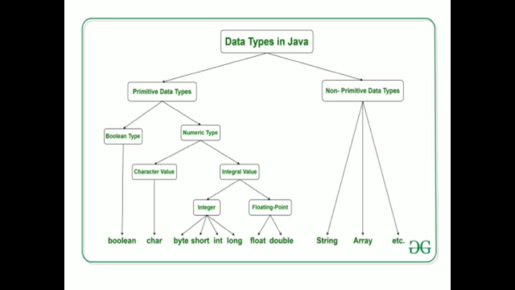Next we have character type. In order to store character constants in memory, Java provides a character data type called char, and the size of char is 2 bytes. And next we have Boolean type. Boolean type is used when we want to test a particular condition during the execution of the program. There are only 2 values that a Boolean can take, that is either true or false.